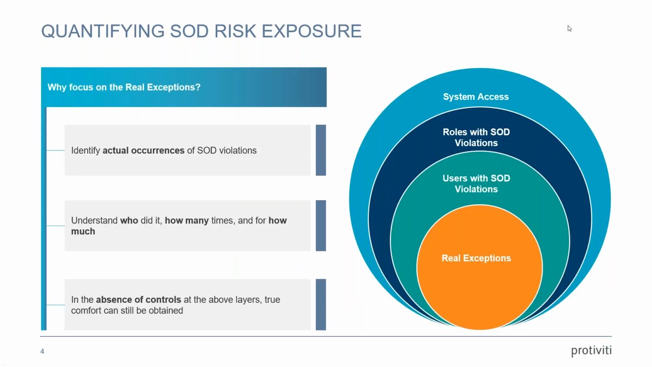All right, next slide. Okay, so the point of this, firstly, the system will provide you a lot of detail about the roles that may contain SOD violations and the users that have SOD violations, but what you really want to do is understand what the real exceptions are. And the real exceptions are cases where maybe somebody executed both sides of a function. Maybe there could be a risk there. How many times did they do that? How frequently was that activity being performed?